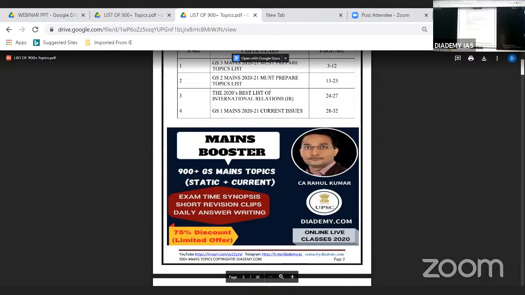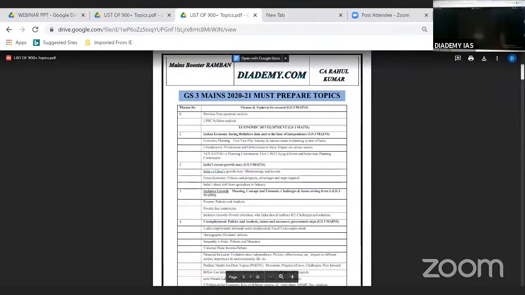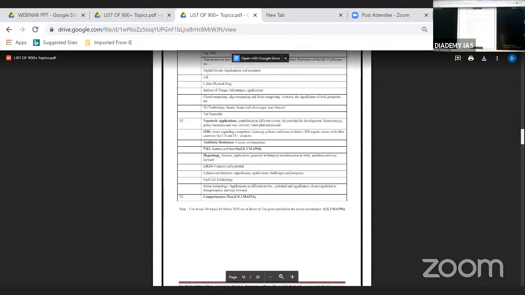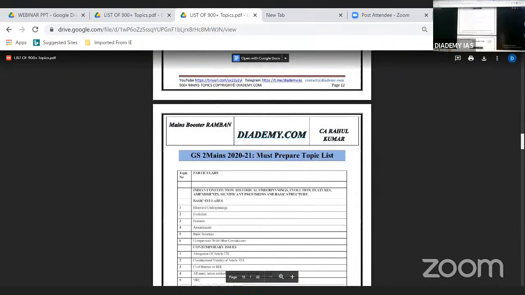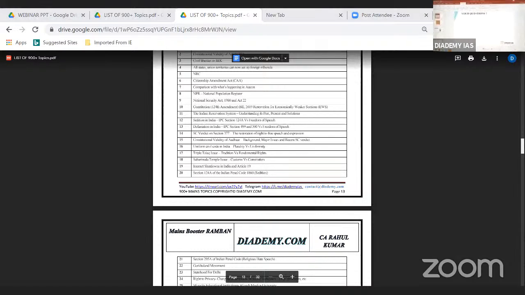topic wise topic list. Okay, so these topics you should prepare, and for those who are appearing a bit late, like 24 or 25, you can prepare the static areas. Current affairs you can prepare at that time only.